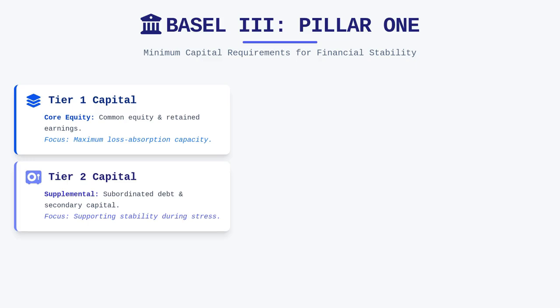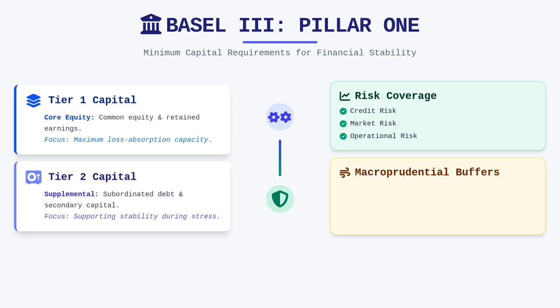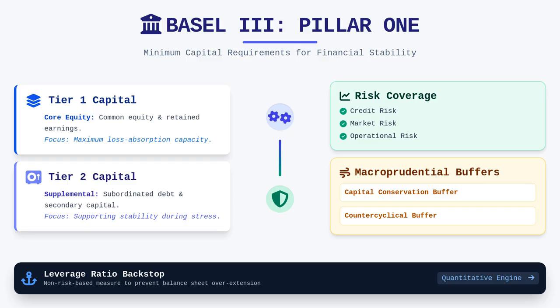Beyond mere ratios, you must account for the leverage ratio, which serves as a non-risk-based backstop to prevent institutions from overextending their balance sheets. We also see the introduction of macroprudential buffers, such as the capital conservation buffer and the counter-cyclical buffer, designed specifically to dampen the volatility of the economic cycle. These quantitative requirements act as the primary engine of the regulatory framework by ensuring that every asset is underpinned by a specific layer of loss-absorbing capital.